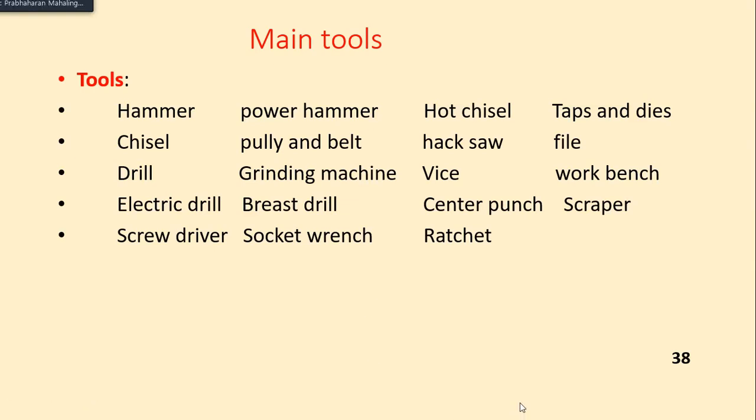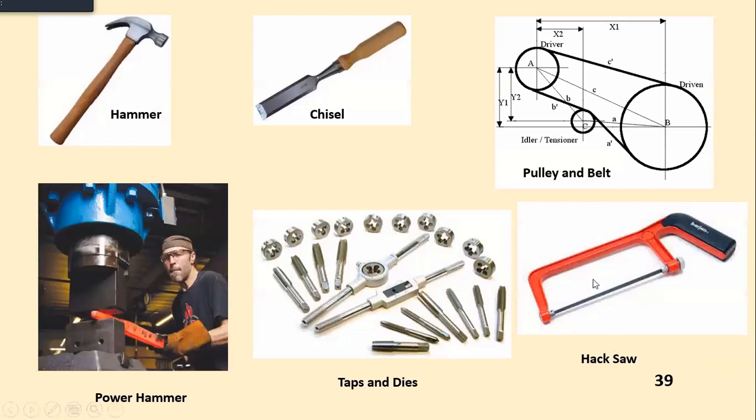Then you go to the next slide. Hammer, chisel, and then pulley and belt. We utilize this one, and you can calculate the length of the pulley, the length of the belt, and everything. And also C is known as an idler, IDLER. That can be utilized for tightening belts.